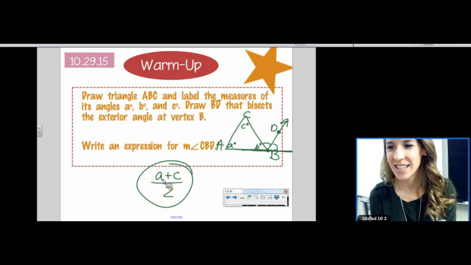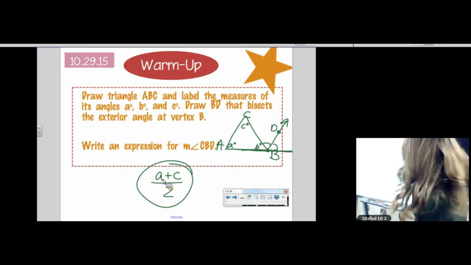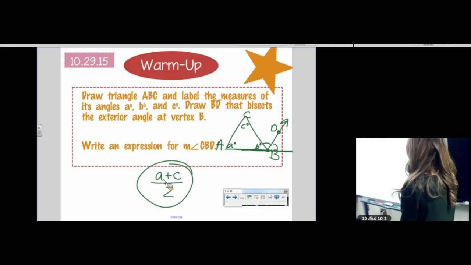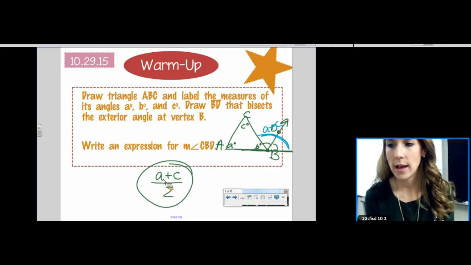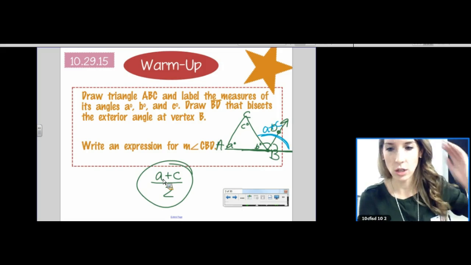So first you would use the exterior angle theorem. This whole angle is A plus C. But that angle was bisected, so the answer is A plus C divided by 2.